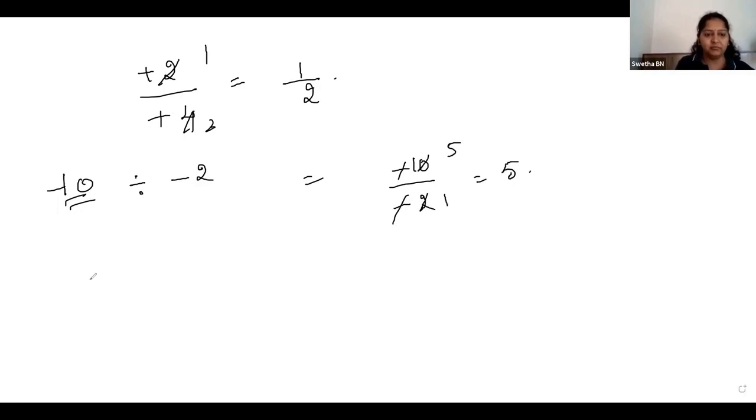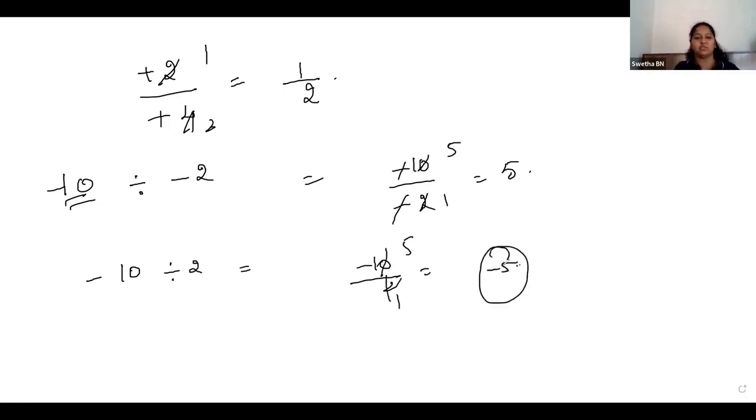Okay, children. Next, minus 10 divided by plus 2. So minus 10 by 2. So 2 ones, 2 fives. You will get minus 5 as the answer. So this is about division. I think all of you understood division, multiplication, addition and subtraction. And next, I'll teach you fractions, children.